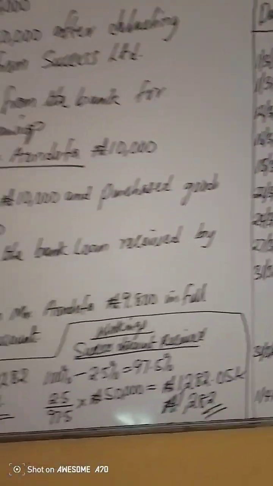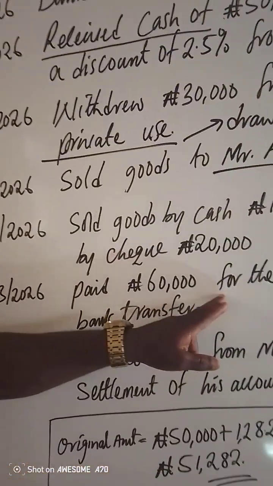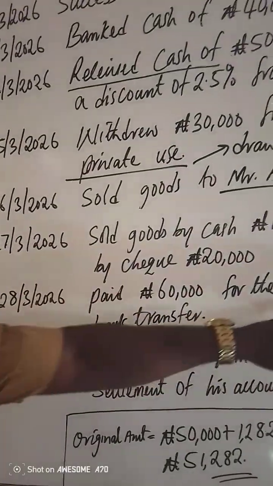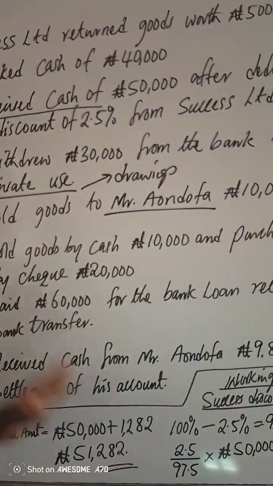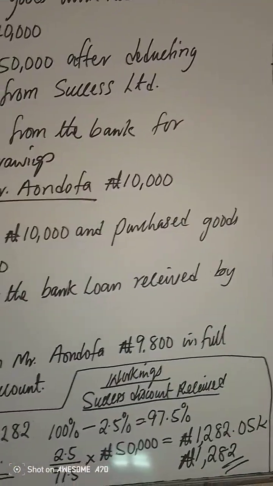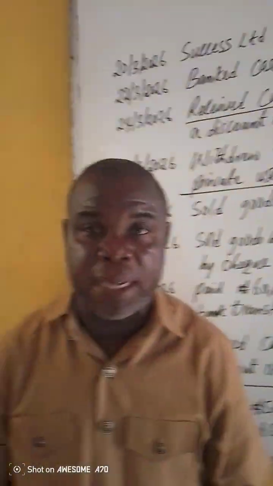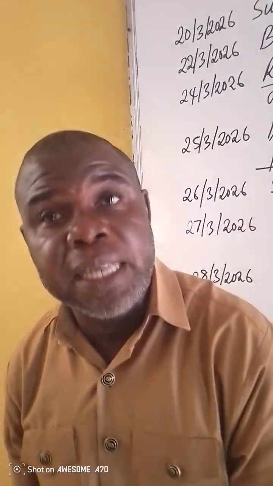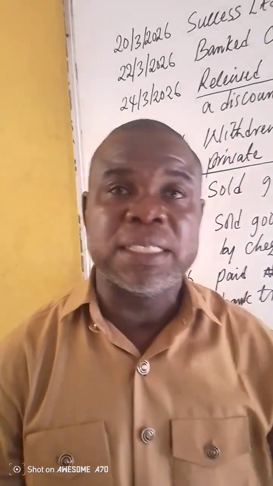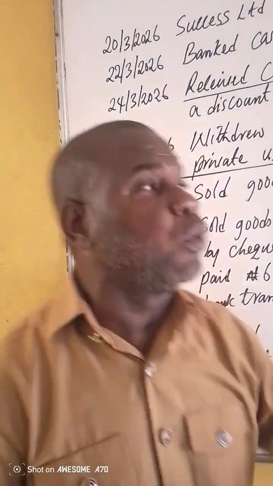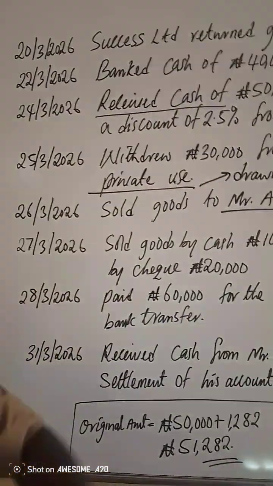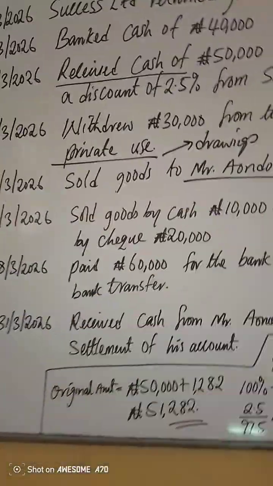Let's come here quickly, where we have paid 60,000 for the bank loan received, by bank transfer. You recall that at the beginning of the business, Mr. Chartered took a loan from the bank. Now Mr. Chartered is paying back the loan. So this is money going out of the business. So we now go and credit cash by giving money to loan.